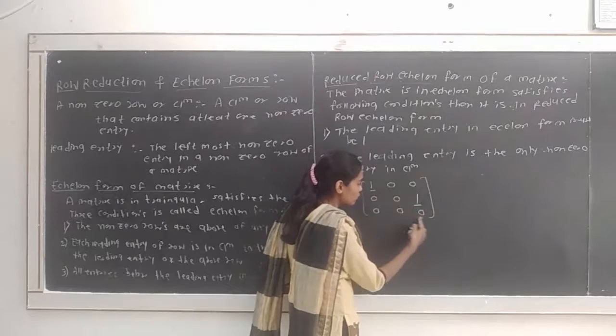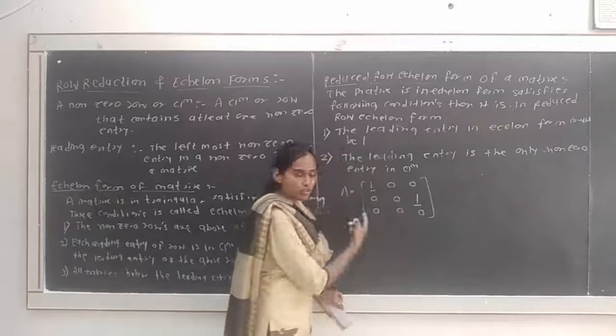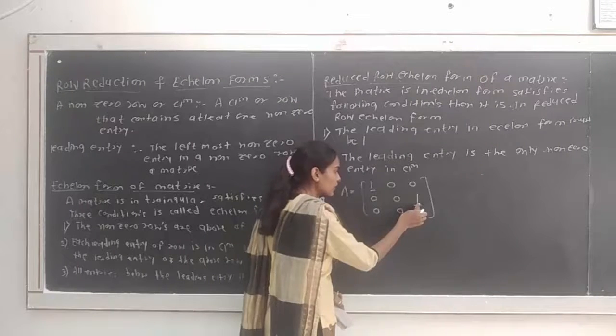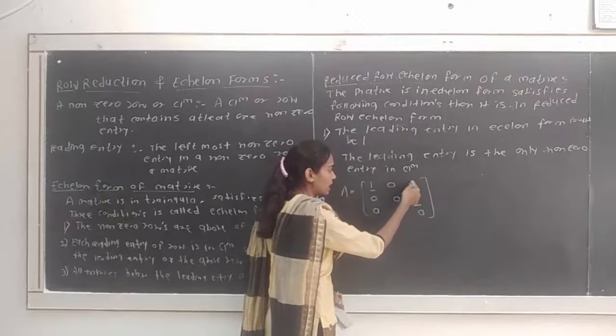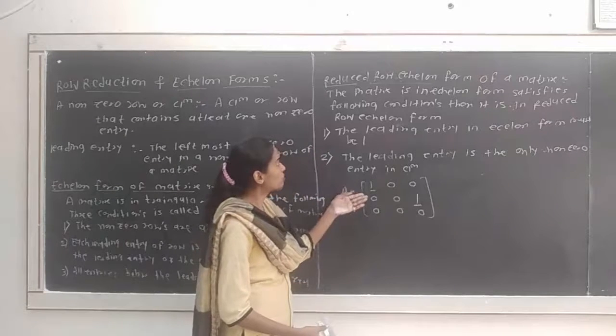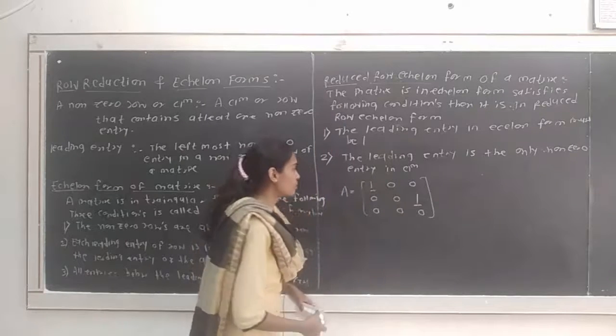Okay, and here the zero row which is at the bottom is in echelon form, and again the leading entry will be here 1 and below that and above that leading entry the entries are 0. So this form is the reduced row echelon form.